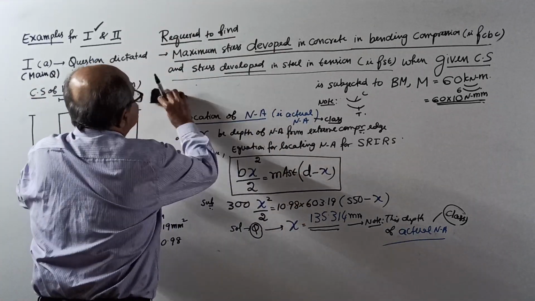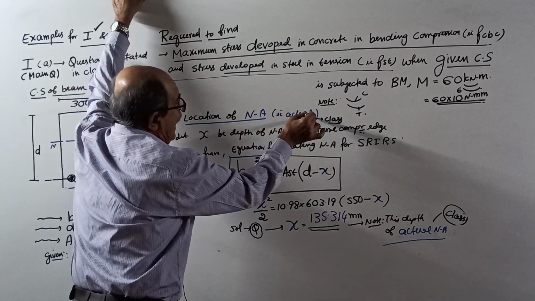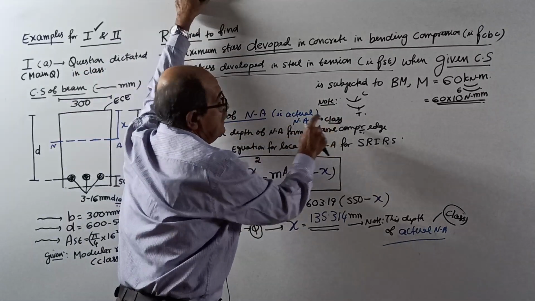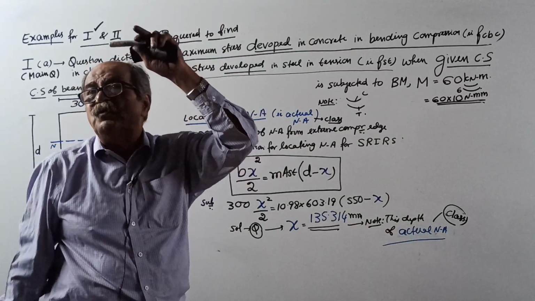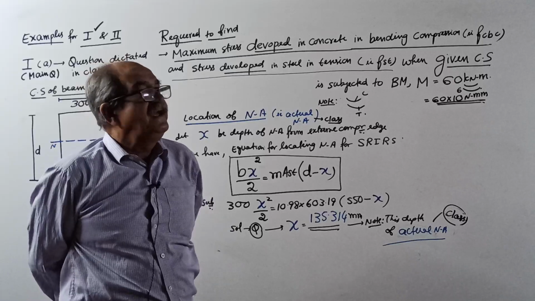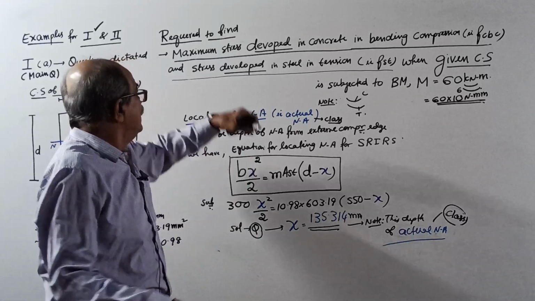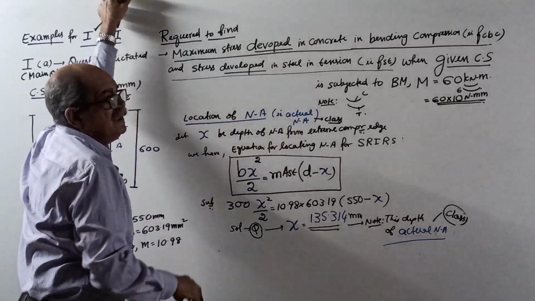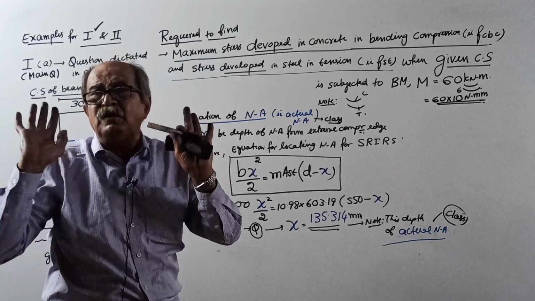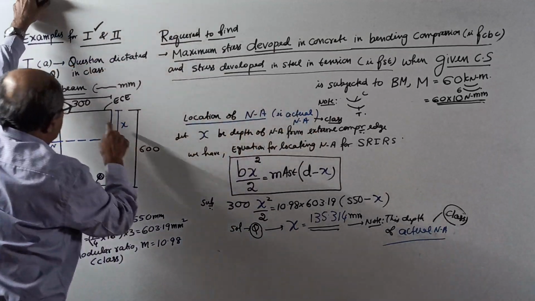First, location of neutral axis. That is actual neutral axis. Some will ask, what is actual neutral axis? Later, when you go for MR, you will get a term called neutral axis for a balance section. Therefore, this is the actual neutral axis, the neutral axis for the given cross section. Remember, let X be the depth of neutral axis from compression edge.